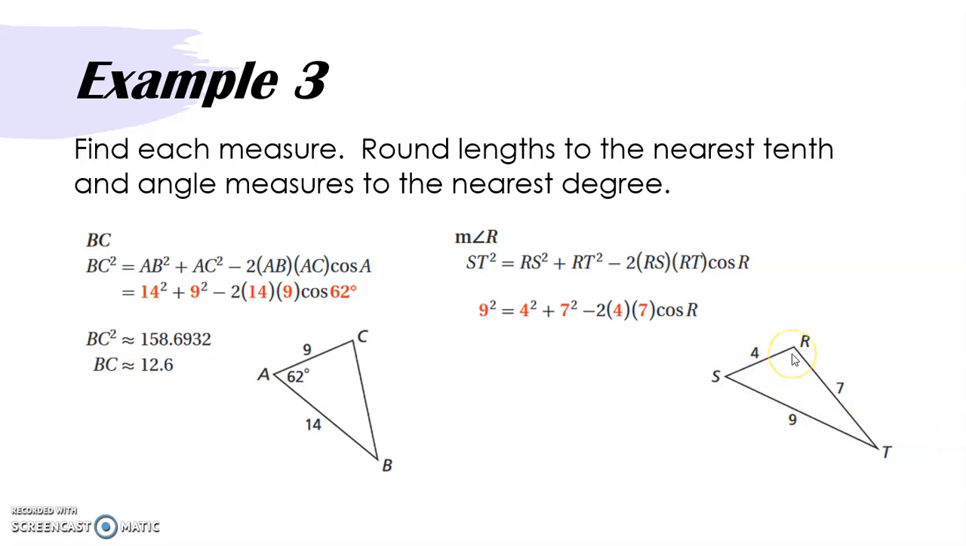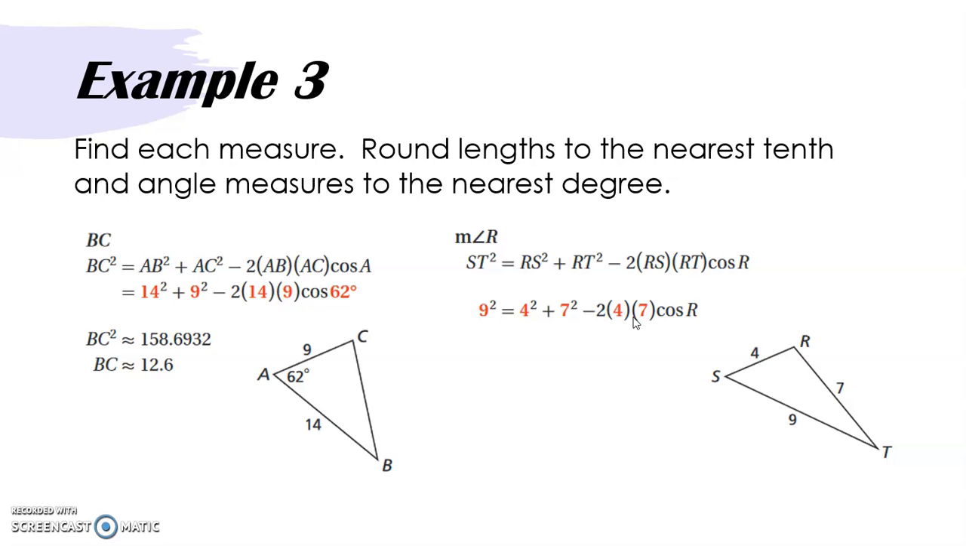So I noticed that angle R is across from the 9. So the 9 has to be alone. So I have 9 squared equals 4 squared plus 7 squared minus 2 times 4 times 7 times the cosine of angle R. Now you'll also notice that I can't just type this into my calculator this time. So what I would recommend doing is doing this in a few smaller steps. Do the squaring and multiply 2 times 4 times 7. So basically deal with all of the red numbers here.